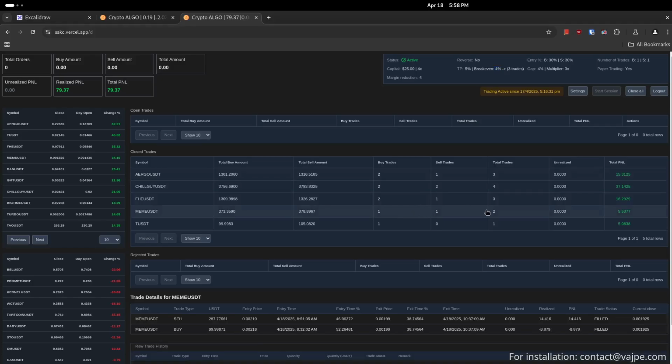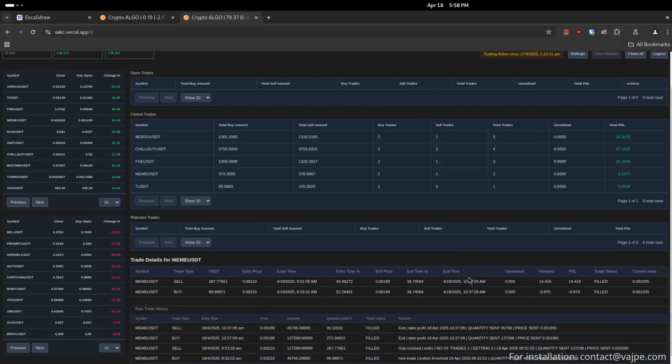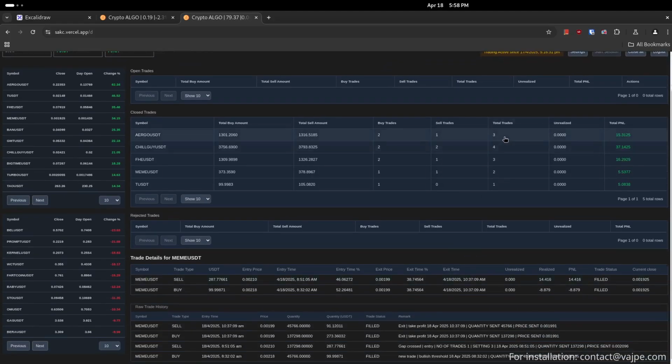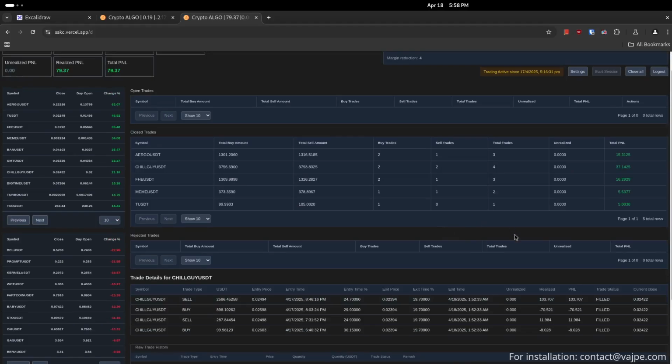Let's see which has two. So this would be the take profit. You can see, so it took the two trades. And then I'll show you, let's take the four trades, right? In this, half of the trades will be in profit and half will be in loss.